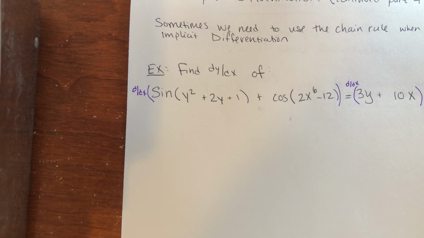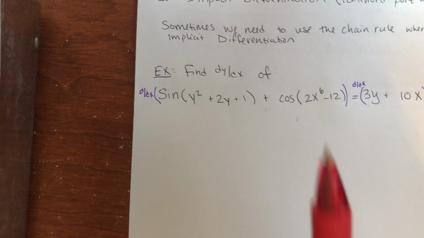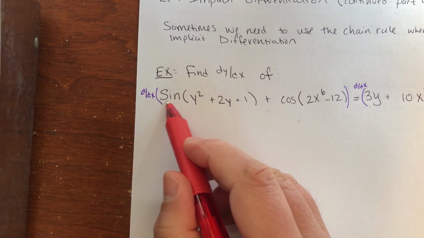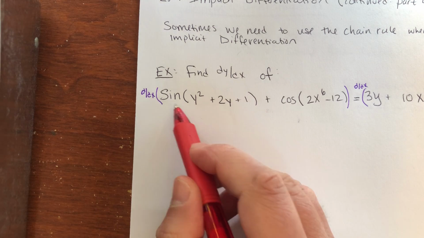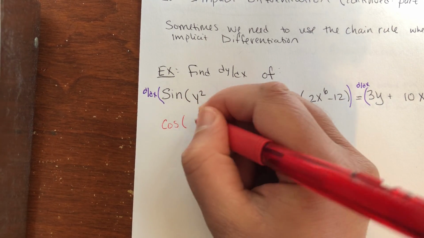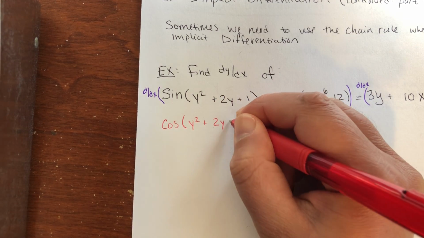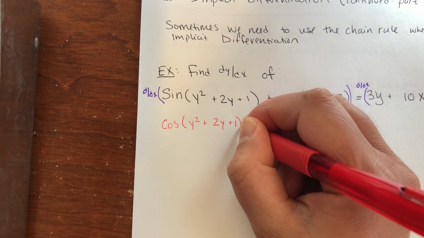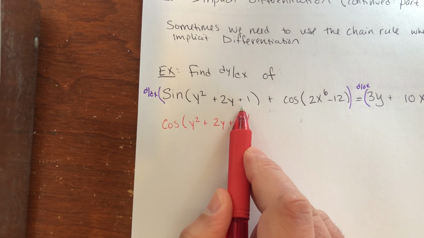Let's think about what's going to happen on the left-hand side. We have to find the derivative of the outer function with respect to the inner function. So the derivative of sine would be cosine, and we leave the inner function alone. So cosine of y squared plus 2y plus 1. But then we multiply that by the derivative of the inner function.